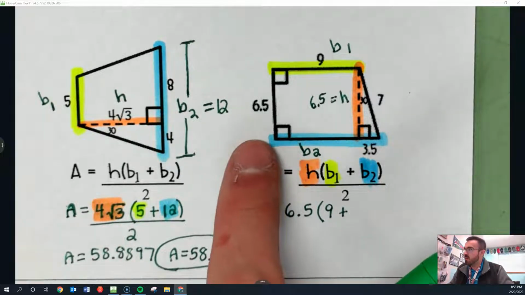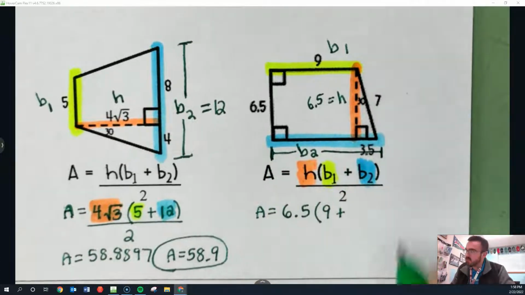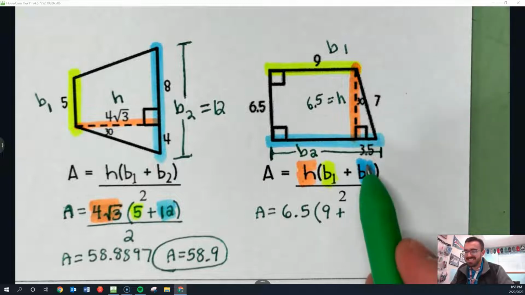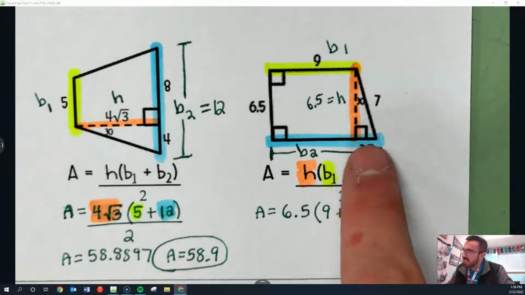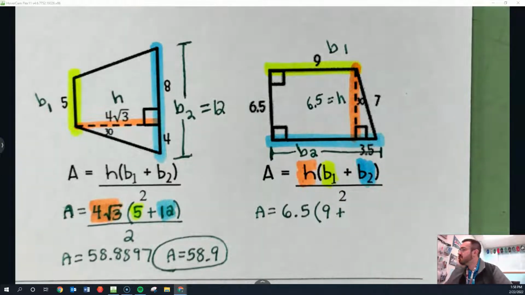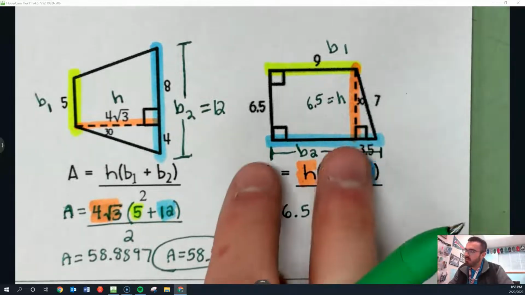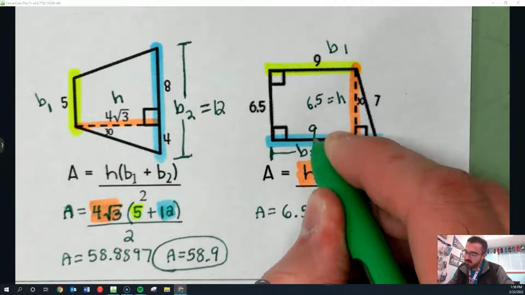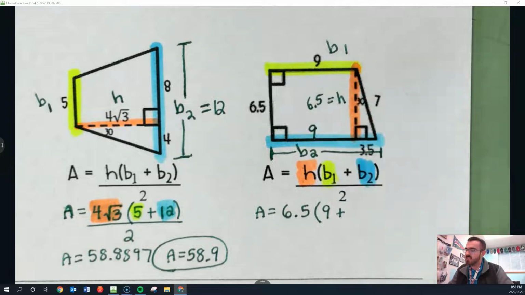If you look, we're trying to find this entire base. So let me mark that. I'm trying to find this entire base, the entire blue line. Is the entire blue line represented by just 3.5? No, 3.5 is just that little sliver right there. Is our entire blue line represented by just 9? No. But here's what we do know. If this yellow line is 9, I bet that part right there is also 9. Just like this was 6.5 and this was 6.5, this is 9 and this is 9.